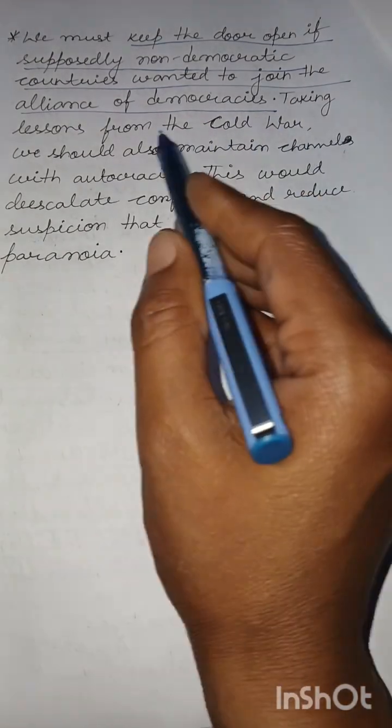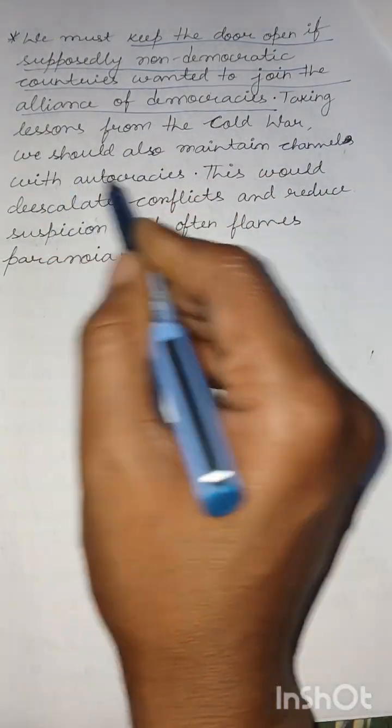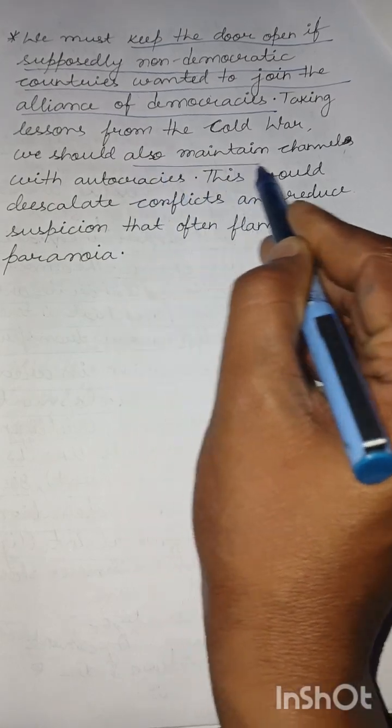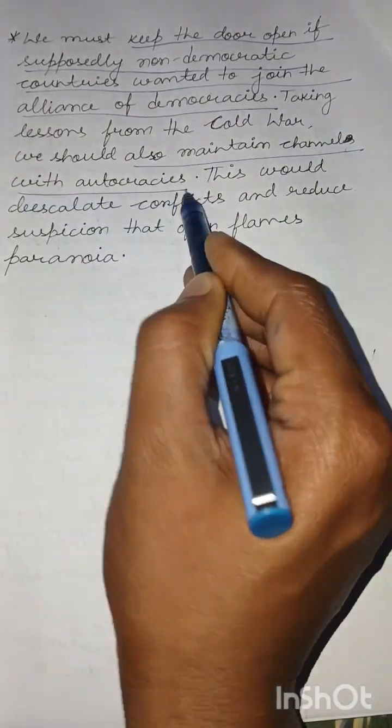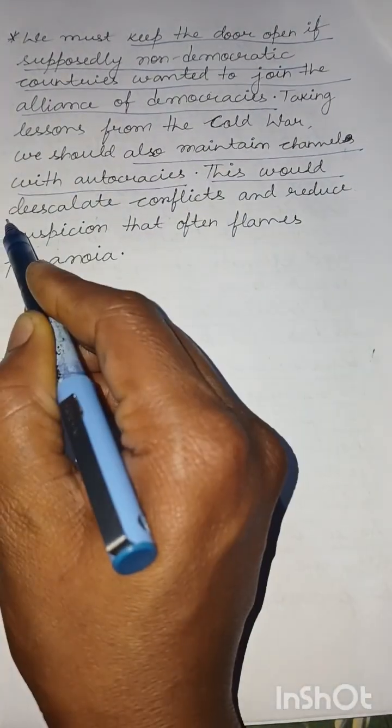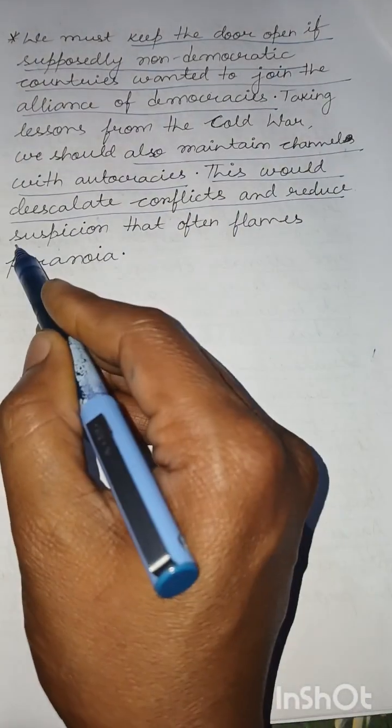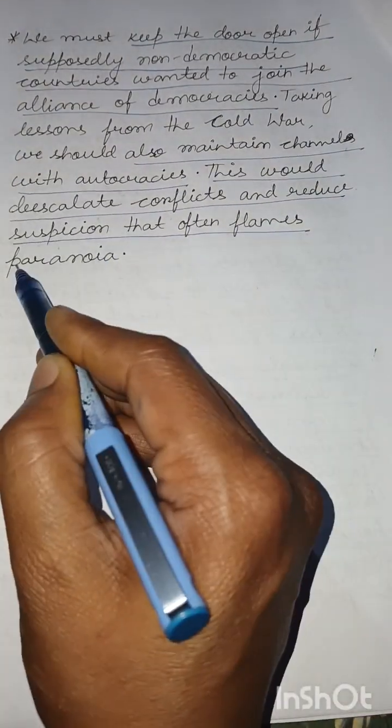Then we should take this lesson from the Cold War. We should also maintain channels with autocracies. They should de-escalate conflicts and reduce suspicion that often fuels paranoia and may lead to, you could say, wider conflicts like wars. So we should keep this channel of communication open with our potential adversaries, that is the autocratic countries, too.